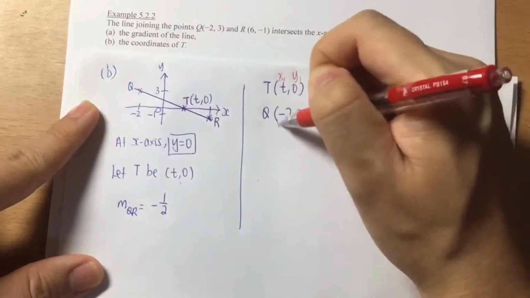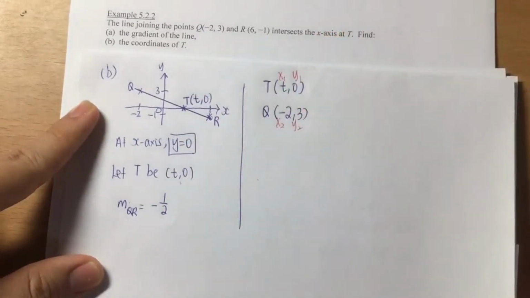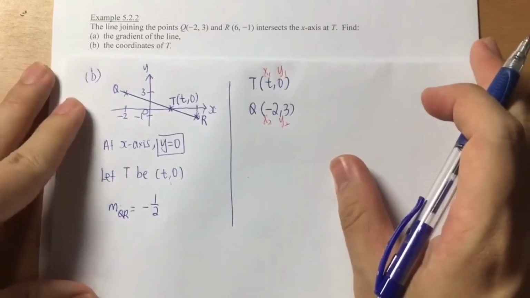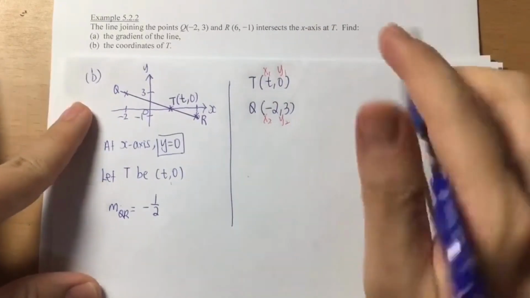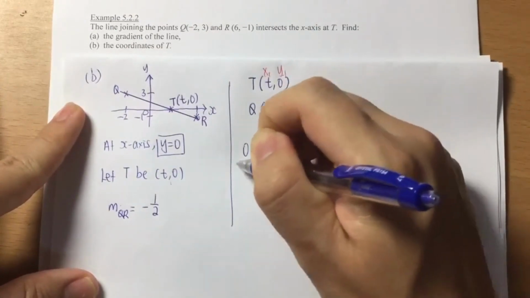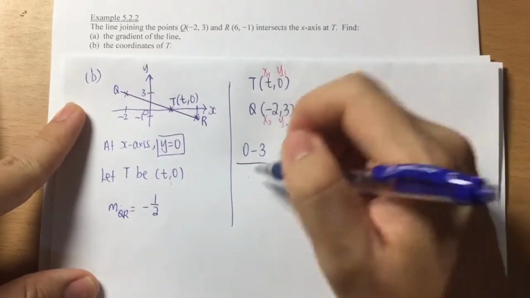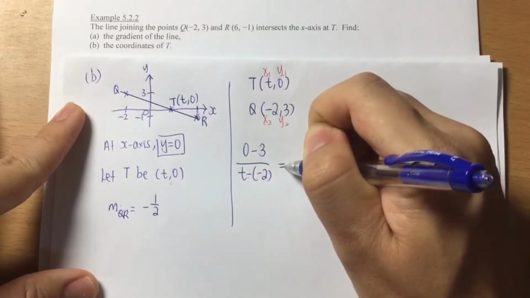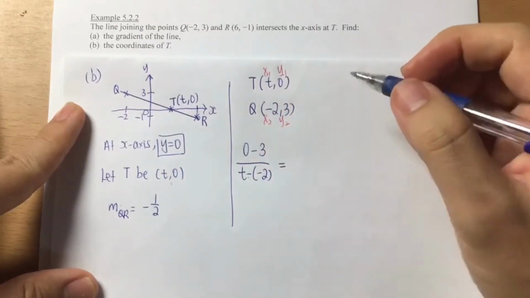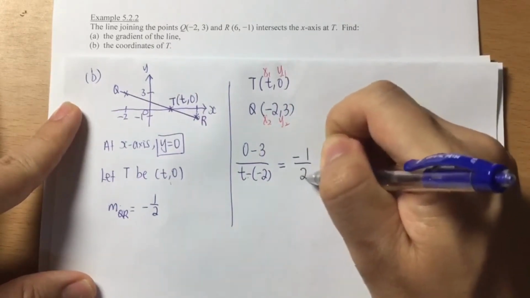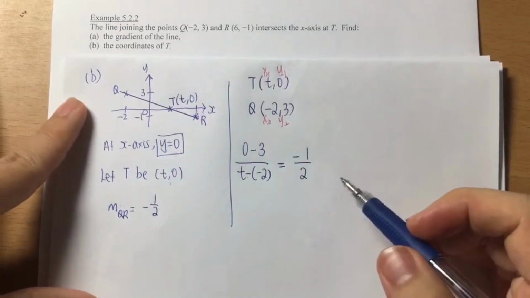x1, y1, x2, y2. So applying the formula for gradient, y1 minus y2 over x1 minus x2. So in this case it is t minus -2. This will be equal to -½. I put the negative sign on top, okay?